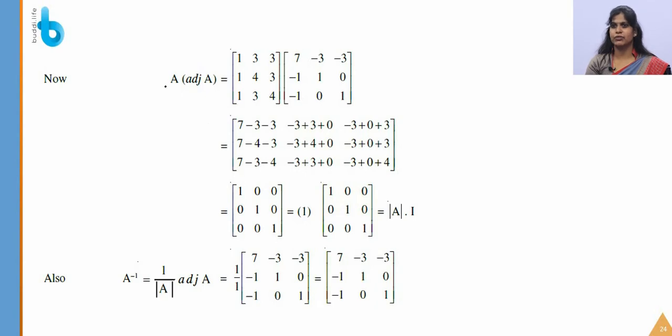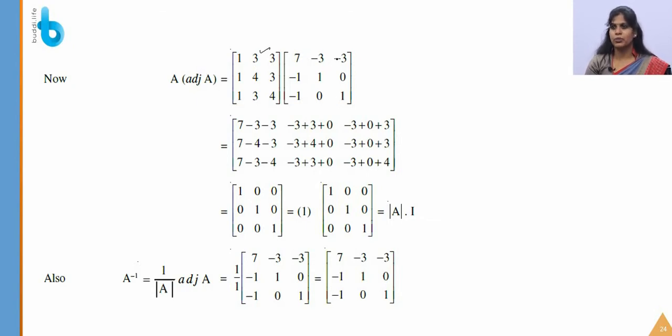Next, we have to find A into adjoint of A. So multiply the matrix A with the matrix adjoint of A. Multiplication of matrices we have already learnt in the chapter on matrices. I have given you a shortcut method in which you will make fewer computation errors, provided you do it carefully. It is very easy compared to the classical way of multiplying matrices. You can refer to the previous video and practice on that.